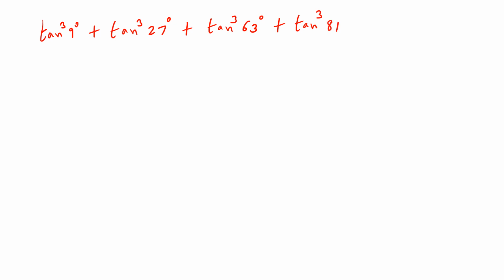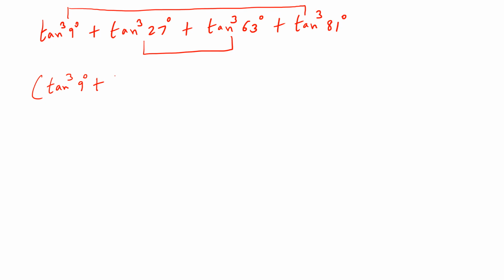Now students, let's find the value of the numerator of this expression first, and that is tan cube 9 degree plus tan cube 27 degree plus tan cube 63 degree plus tan cube 81 degree. Now you can clearly see that 9 degree and 81 degree, both of them are complementary angles. Similarly, 27 degree and 63 degree are also complementary angles. So now we will group them accordingly.